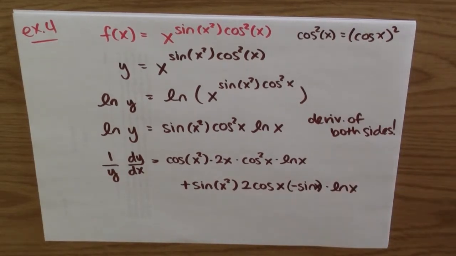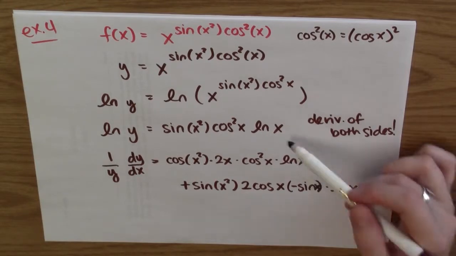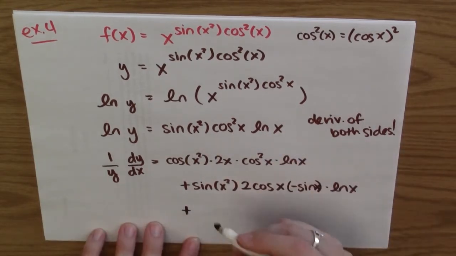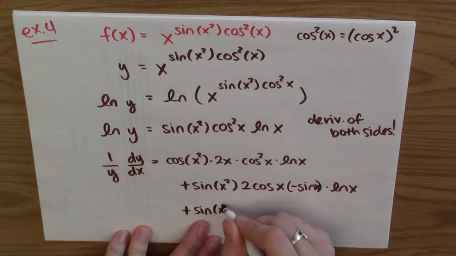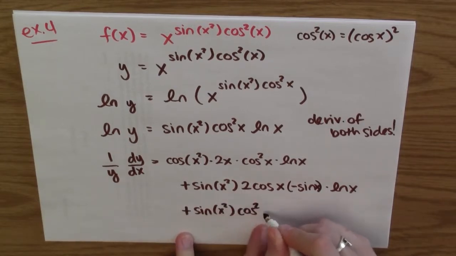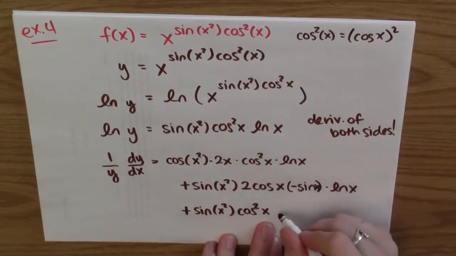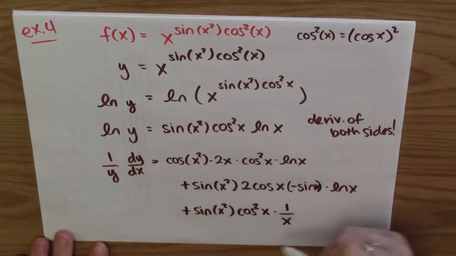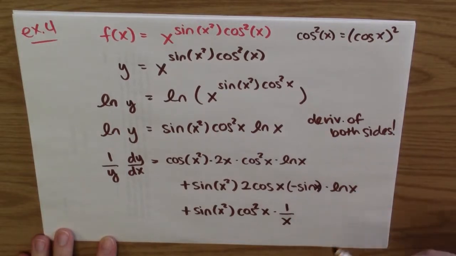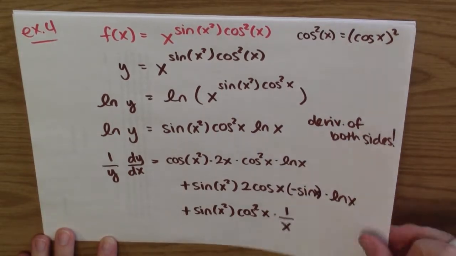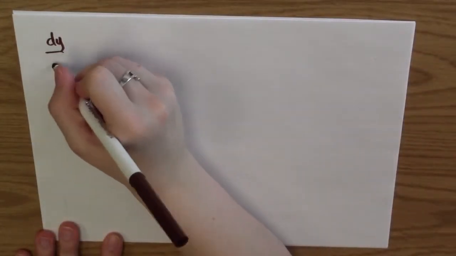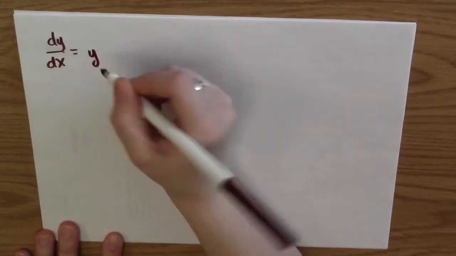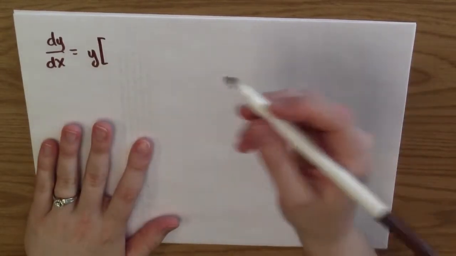Finally, we take the derivative of the natural log function, leaving the first two functions alone. So plus sine of x squared cosine squared of x times the derivative of natural log of x, which is 1 over x. So now, this is the derivative of this product of three functions, and I want to solve for dy dx. Not too bad in this case, I just multiply both sides by y. So I have that dy dx is equal to y times all that other stuff.